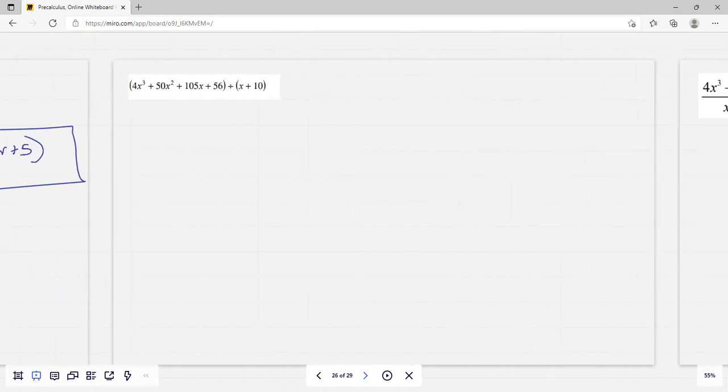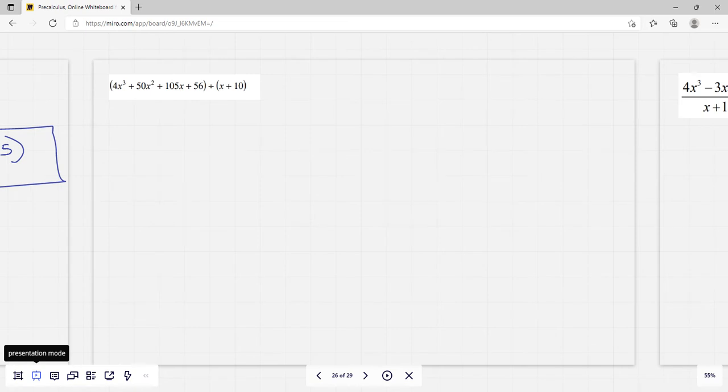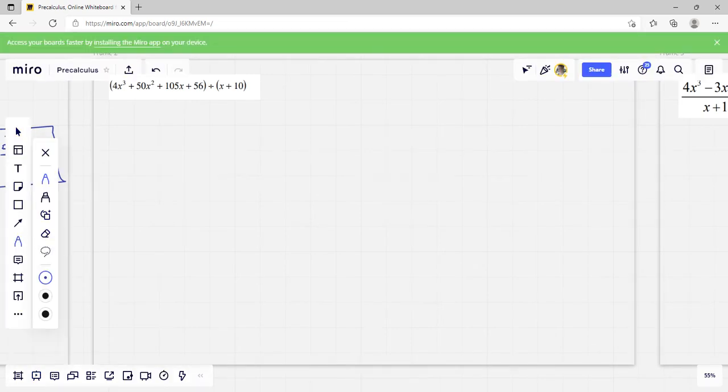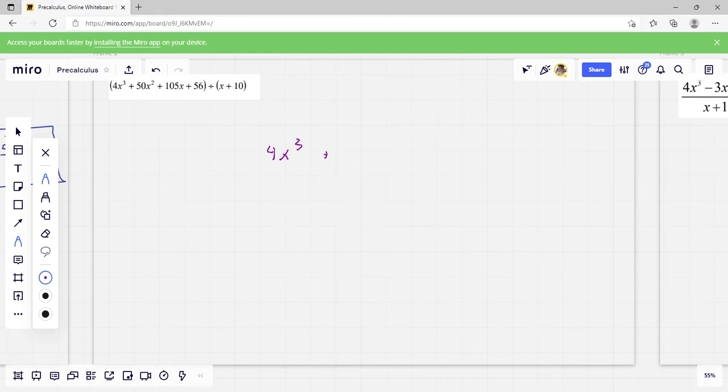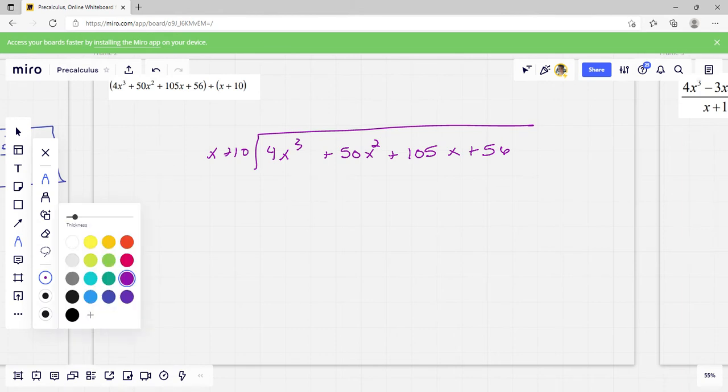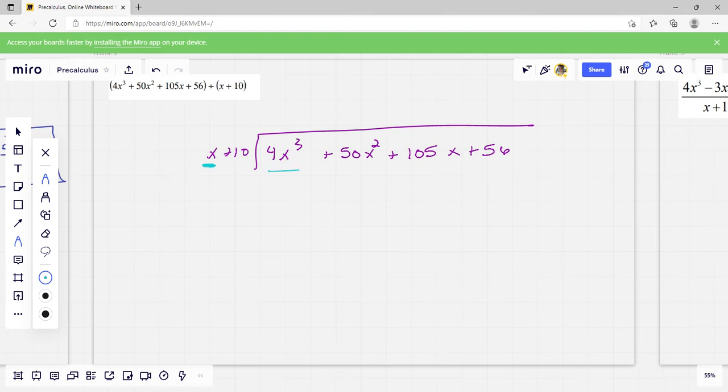Sometimes you're going to have a remainder. So let's try one with the remainder. All right, so this one, I've got 4x to the third plus 50x squared plus 105x plus 56 divided by x plus 10. All right, so my first step is to see how many times I have to multiply. I'm multiplying x times something to get to 4x to the third. Well, I need the 4, and then I need 2 more x's.